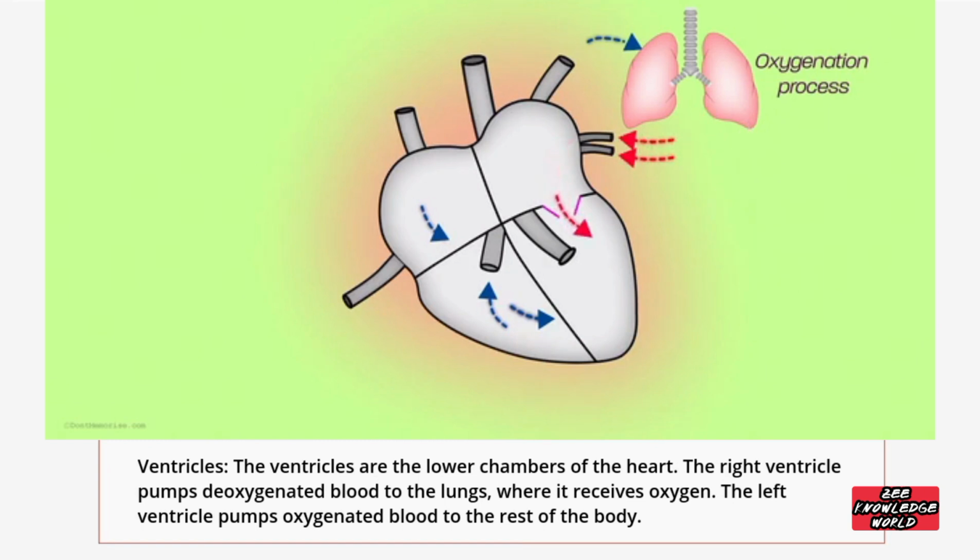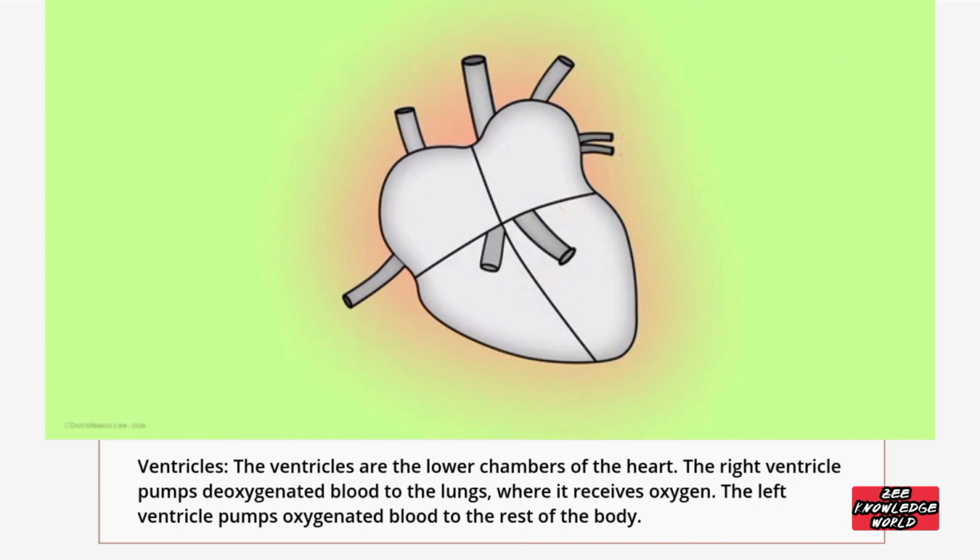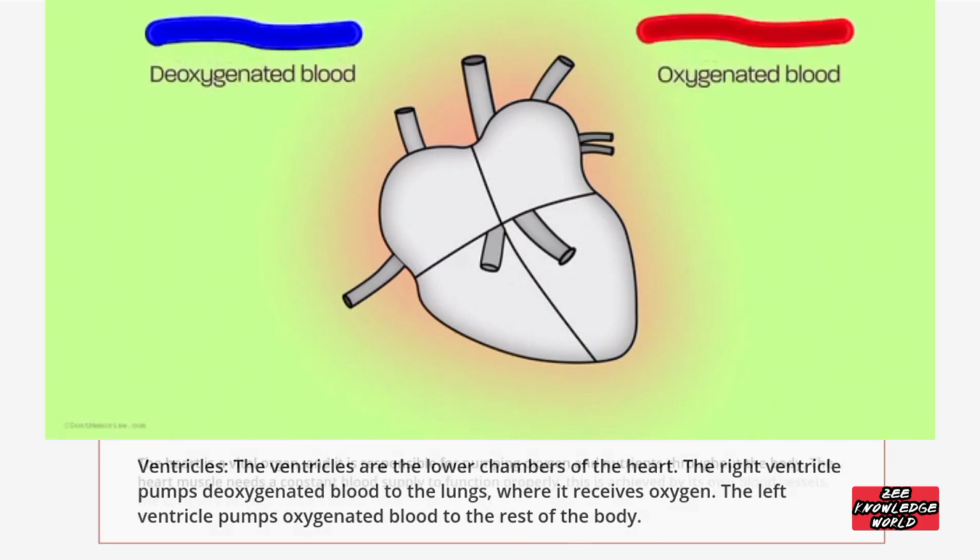Ventricles. The ventricles are the lower chambers of the heart. The right ventricle pumps deoxygenated blood to the lungs, where it receives oxygen. The left ventricle pumps oxygenated blood to the rest of the body.